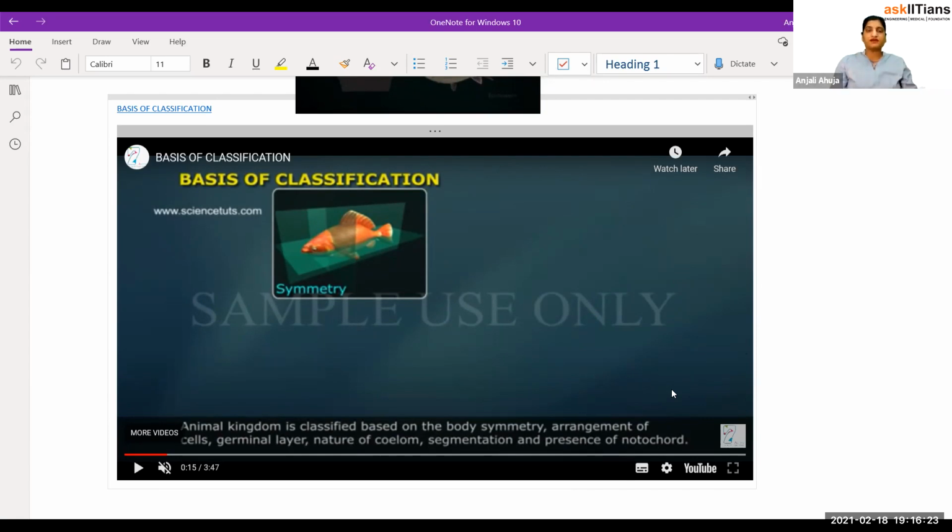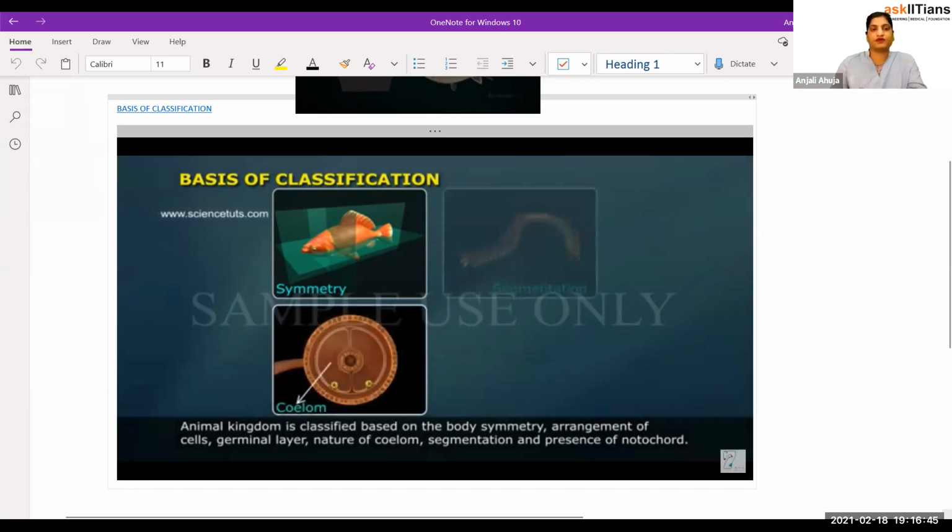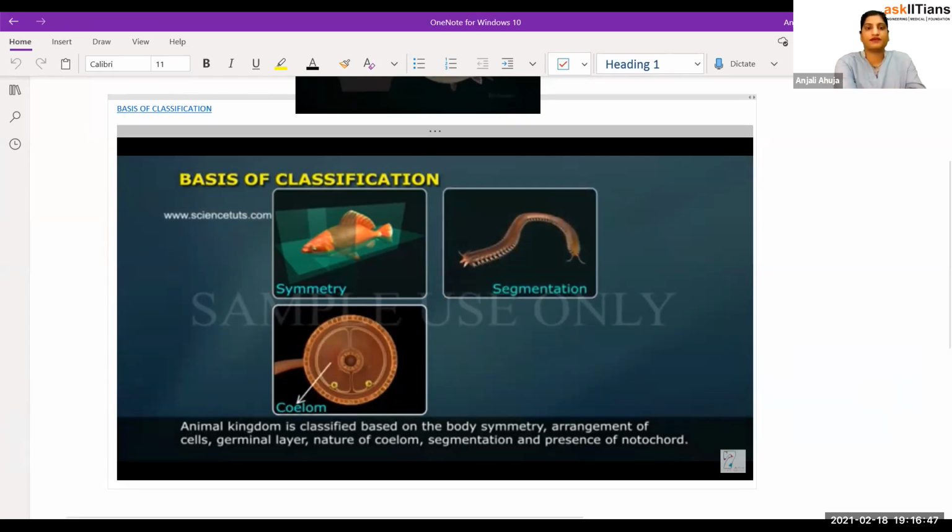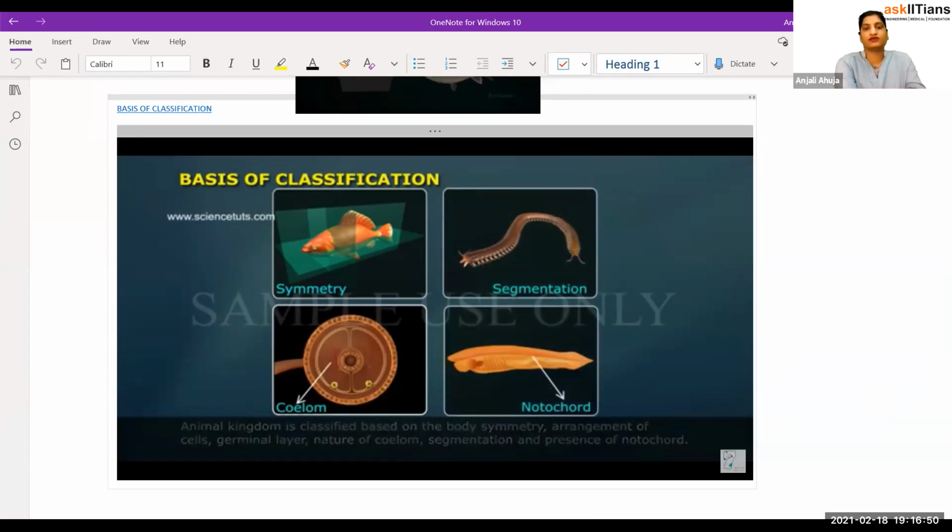Suppose I am looking at this: a dog's shape is different and a cat's shape is different, with a different way of surviving. Our skeletal system is different. So my point is, let's stay broad. These are the points on the basis of which we do classification: body symmetry, coelom, segmentation, nature of coelom, and presence of notochord. Do not worry, I'm going to explain all these points: what is segmentation, what is coelom, and what is notochord.